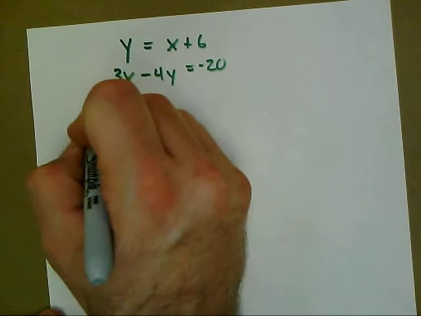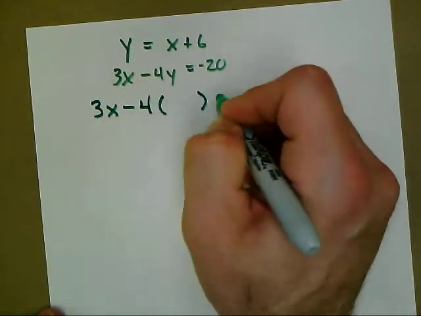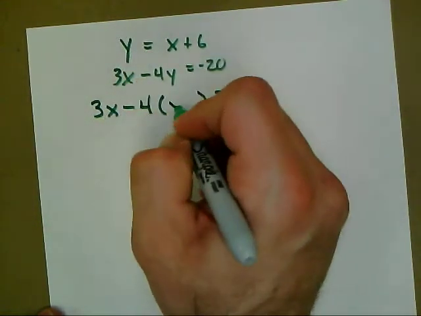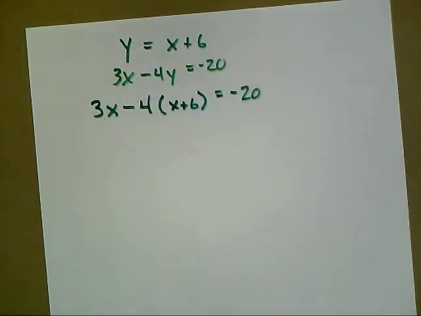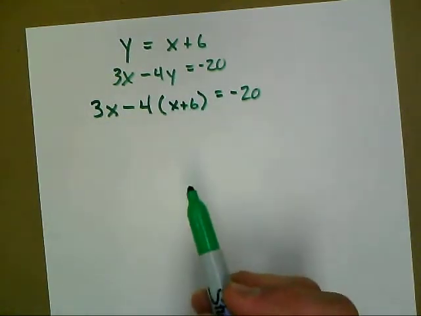So what I'm going to do is 3x minus 4. And because I know the value of y, I can put the value of y in there. Well, y is x plus 6. Now what I've done there is I've taken care of the y. The y is gone in this equation, and I can solve for x.